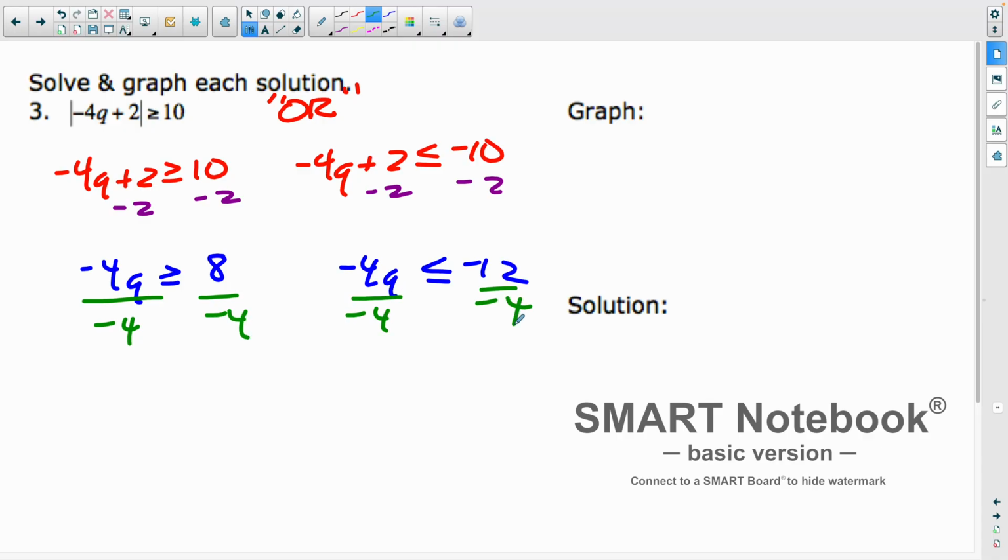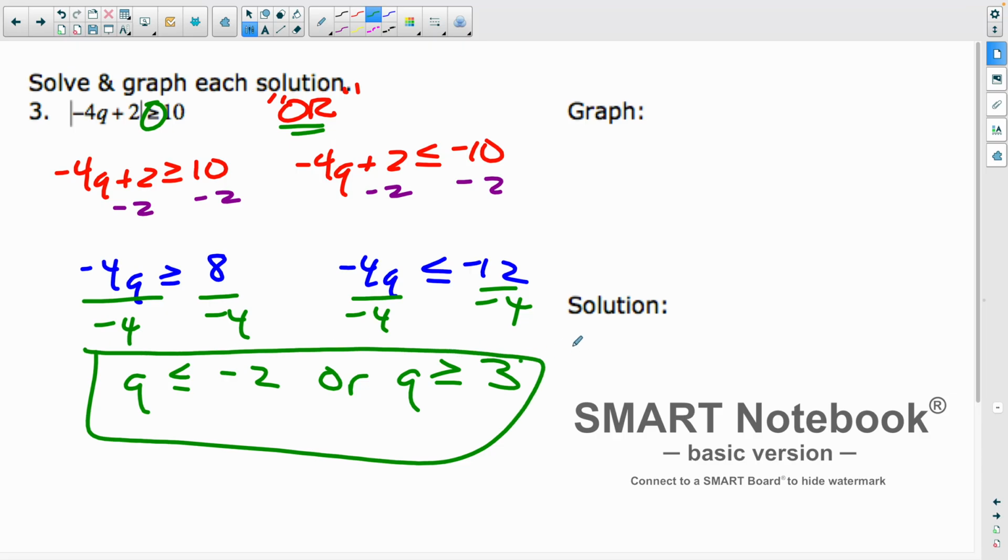Now, what's interesting about this? What happens when I divide by a negative? I'm going to flip the sign. So this would be q is less than or equal to negative 2, and q is greater than or equal to positive 3. Because this was a great or, because it's a disjunction, I put an or in between both of those, and that is my solution. So my solution is q is less than or equal to negative 2, or q is greater than or equal to 3.